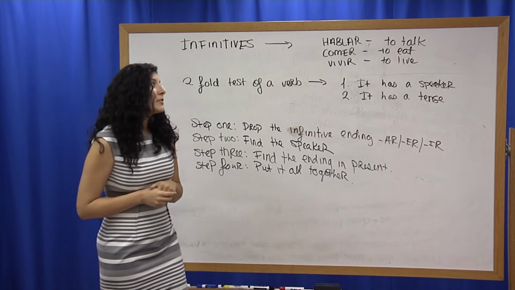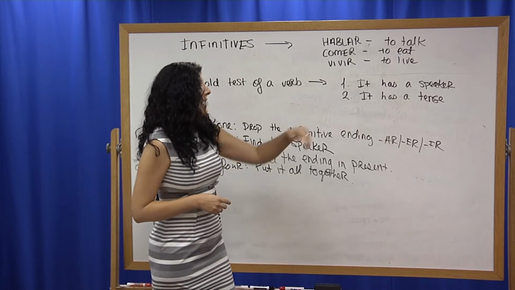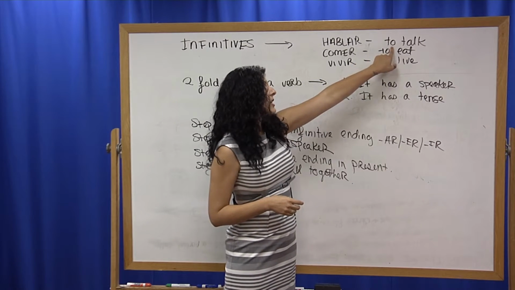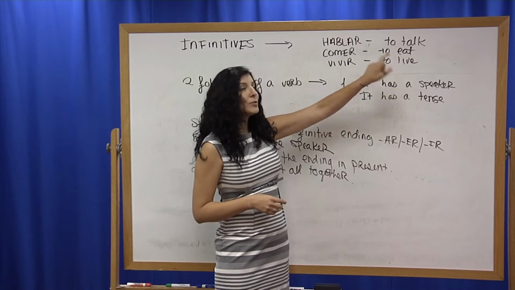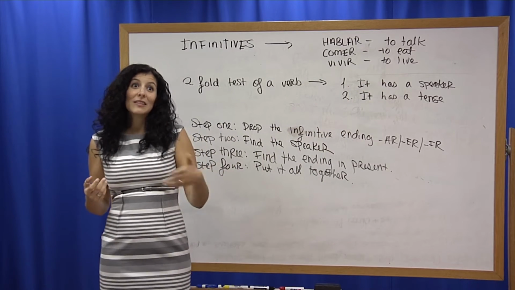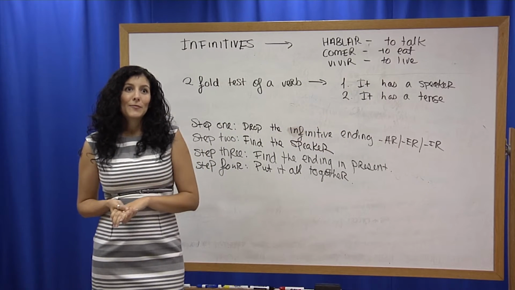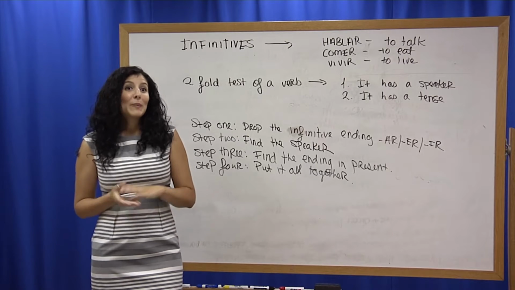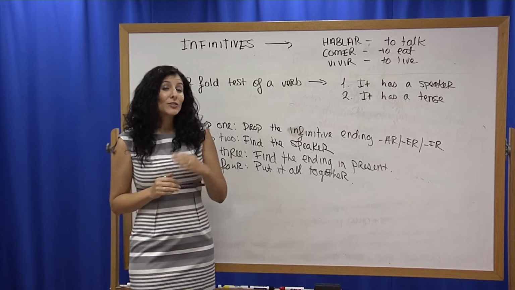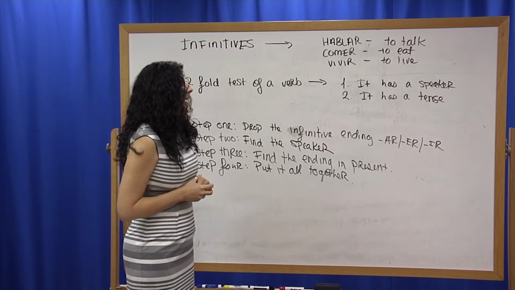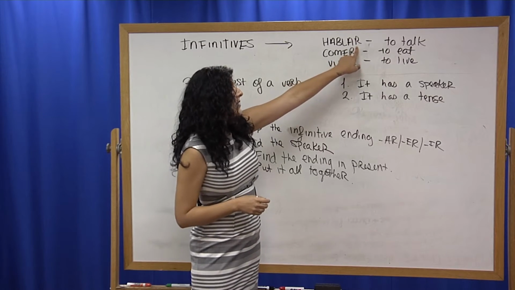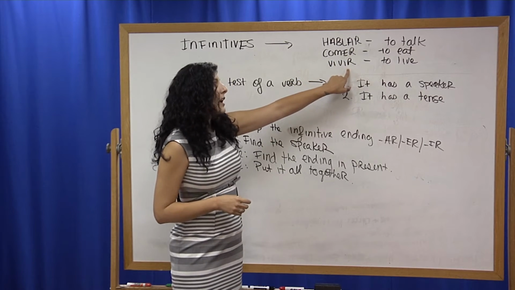In English, all of your infinitives have "to" in the front of them. To talk, to eat, to live. This indicates to us that the verb is unconjugated and therefore in the infinitive. In Spanish, on the other hand, verbs fall into three different categories, and they have either AR, ER, or IR.